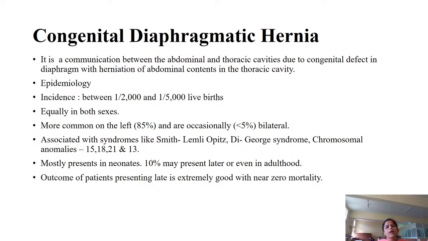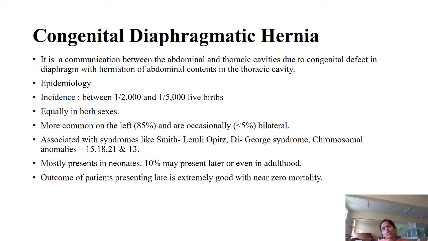Incidence is 1 in 2000 to 1 in 5000 live births. It is equal in both sexes, and most commonly they are on the left side, 85%. Very occasionally they are bilateral, and bilateral diaphragmatic hernias are more or less fatal, and mostly the fetus dies in utero. You don't even get to see babies born with diaphragmatic hernia, especially bilateral, because if it is that severe, the children are going to die in utero. Associated syndromes are like Smith-Lemli-Opitz and DiGeorge syndrome.